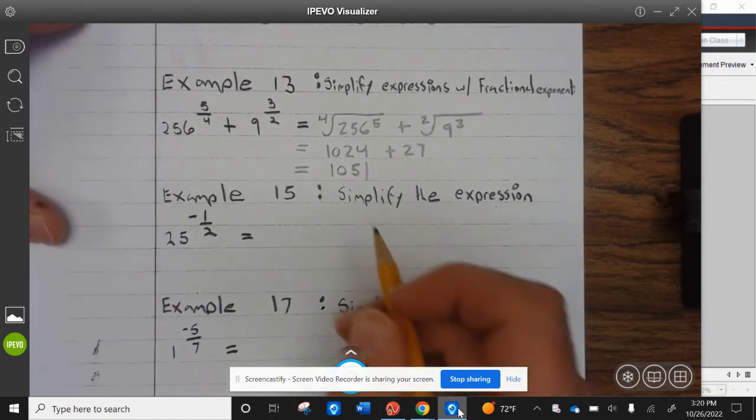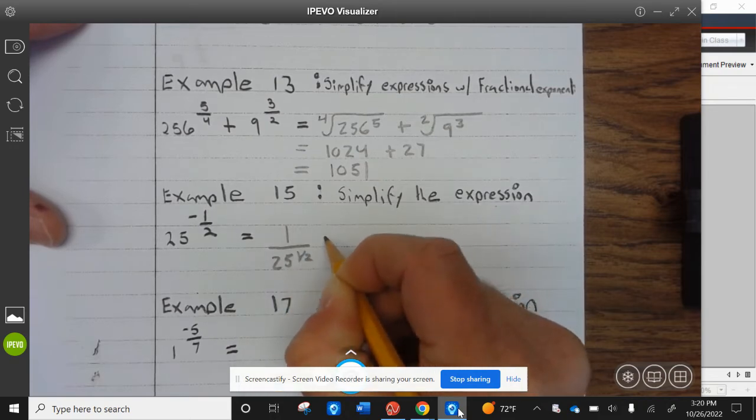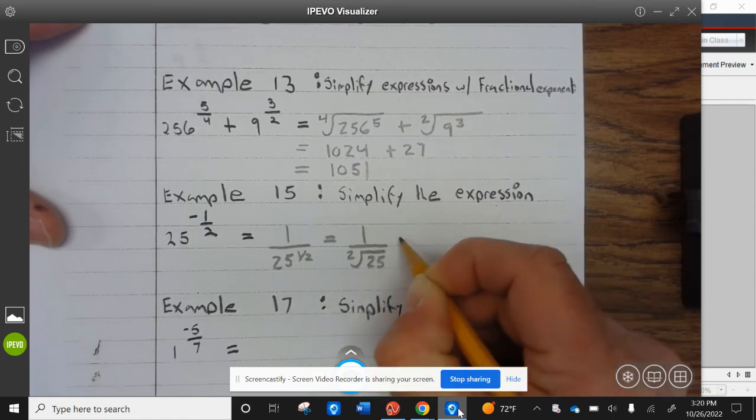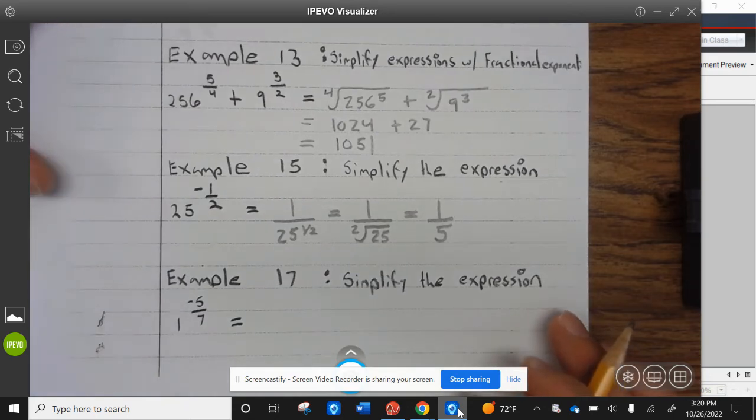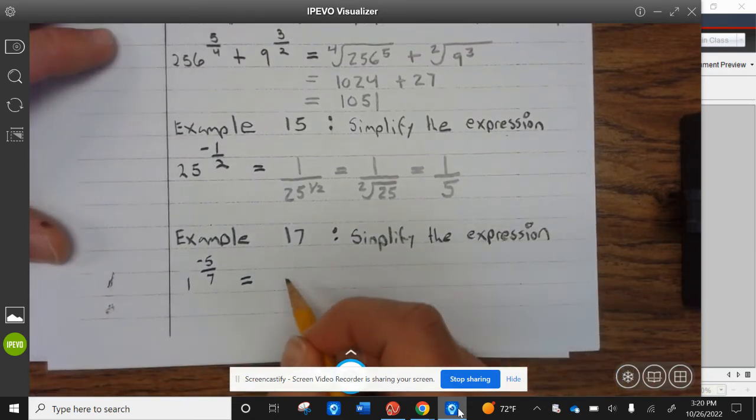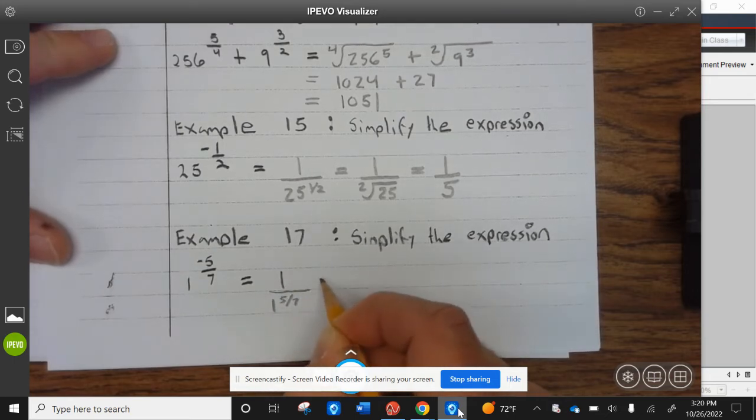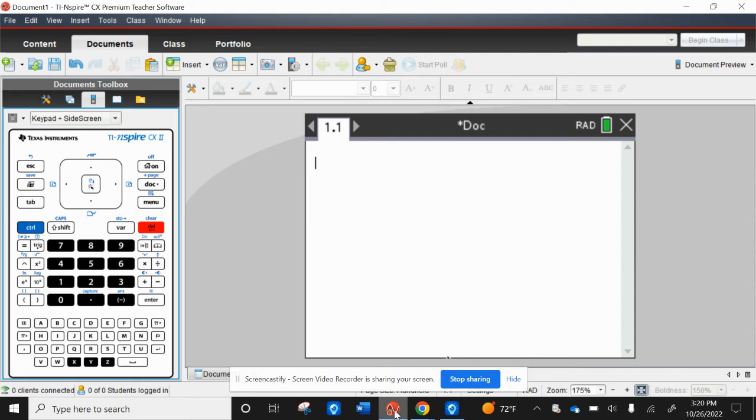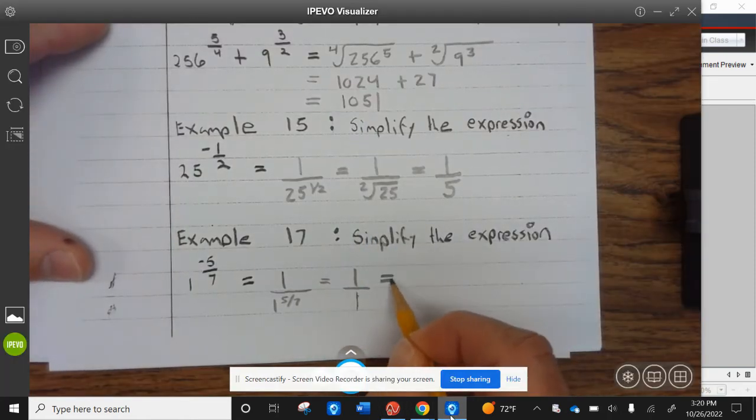Okay, example 15. So this becomes 1 divided by 25 to the 1/2 power, which equals 1 over the square root of 25, which equals, the square root of 25 is 5, so it's equal to 1/5. All right, let's take a look at 17. So then that becomes 1 divided by 1 to the 5/7 power, which equals 1 divided by, let's do 1 to the 5/7 power is 1. So that's 1 divided by 1, which equals 1.